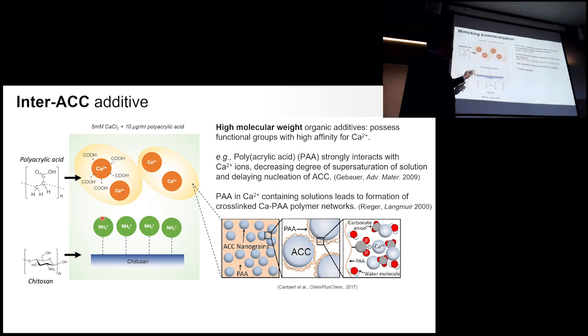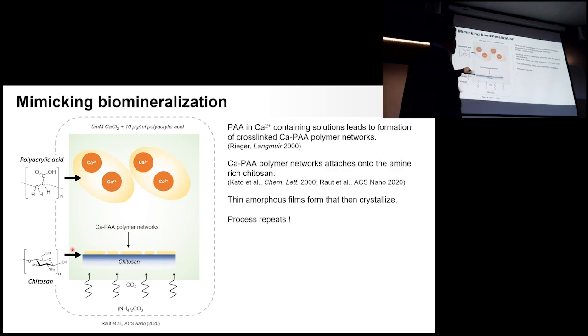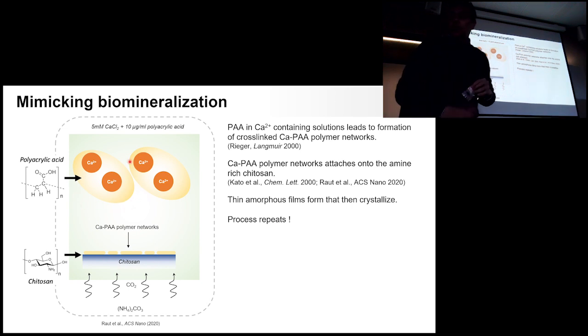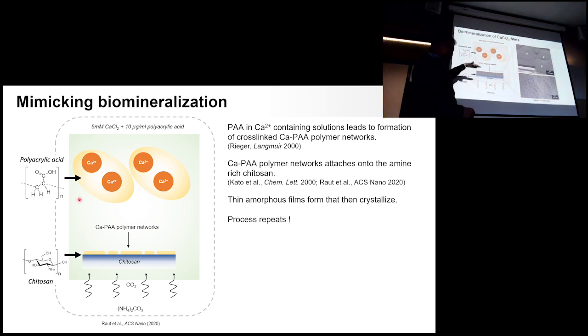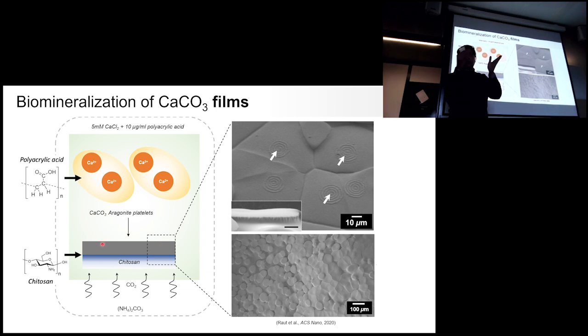So when we incorporated this chitosan film into this crystallization solution, what happened is that this calcium polyacrylic acid network started binding onto the chitosan surface because of this amine COH interaction. And as they grow, they build layers epitaxially. Okay, so they create layer by layer formations of calcium carbonate, ACC to aragonite transformation.